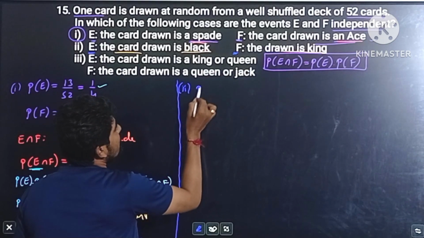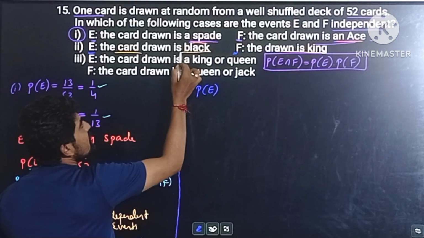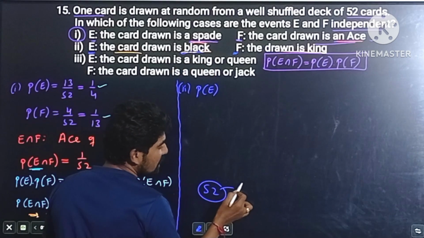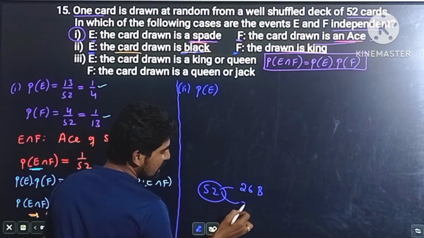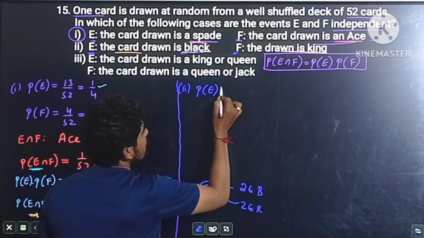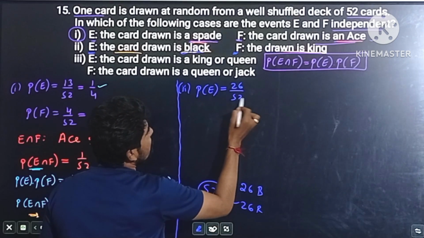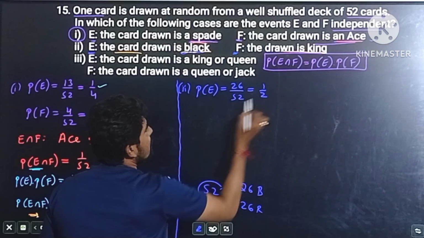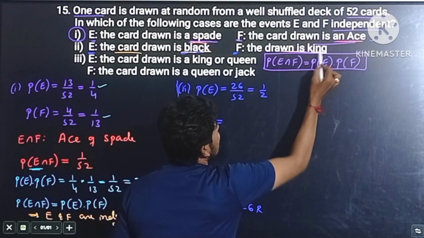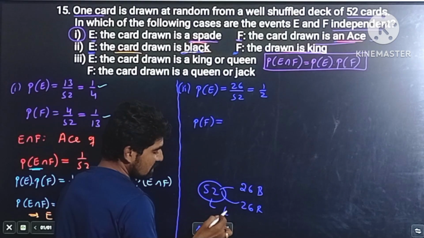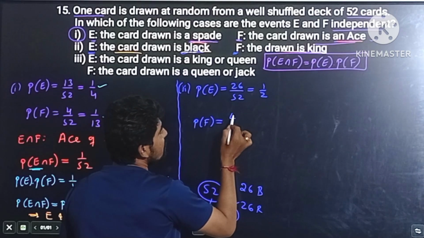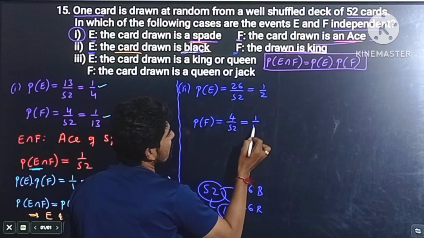So first thing, we need probability of the E event. E is the event, drawn card is black. As you know, out of 52 cards, there are 26 black cards and 26 red cards. Therefore, probability of getting a black card is equal to 26 divided by 52, which is equal to 1 by 2, and probability of the event F, so F is the event, drawn card is king. Out of 52 cards, there exist totally 4 king cards. Therefore, probability of getting a king card is 4 divided by 52, which is equal to 1 divided by 13.